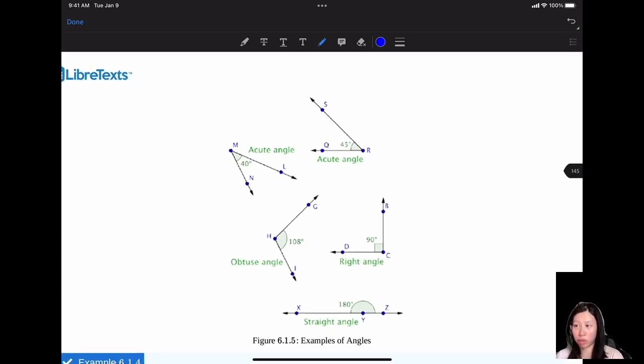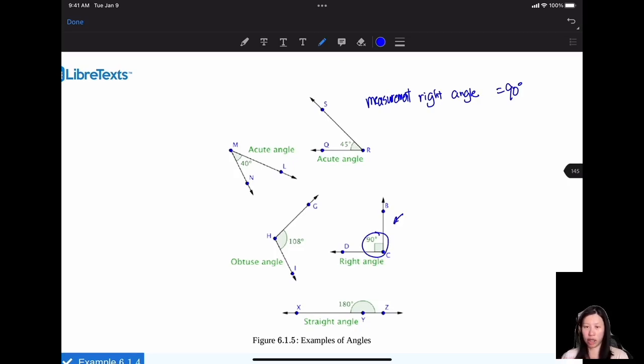Okay, so now I'm going to introduce what is a right angle, acute angle, and obtuse angle. By definition, a right angle is any angle that measures exactly 90 degrees. The measurement of a right angle is equal to 90 degrees. So in this example, this is going to be a right angle because the measurement of this angle is 90 degrees.